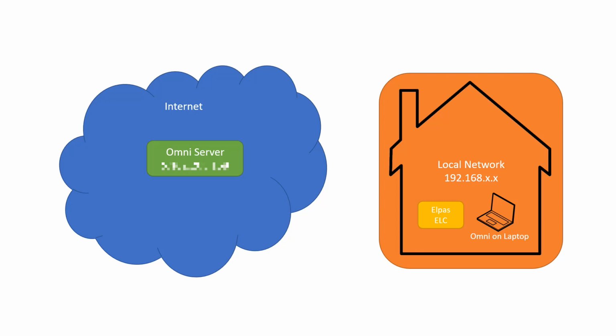Hi, this is David, and in this video I'm going to demonstrate how to set up what we call a NAT reader in Omni. That's where you've got a reader in, let's say, a private home or even in an office with a local network with a local address, and you've got an Omni server in the internet somewhere, and you want them to communicate, and you want the Omni server to monitor that reader within the local network.